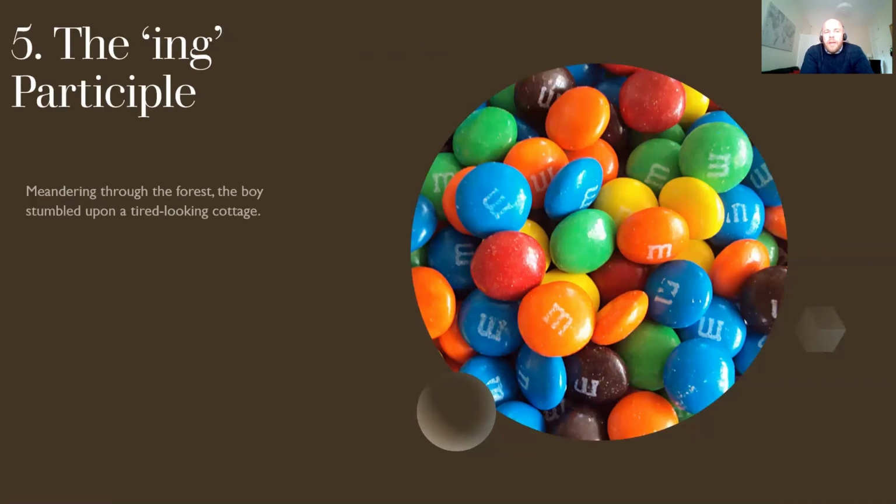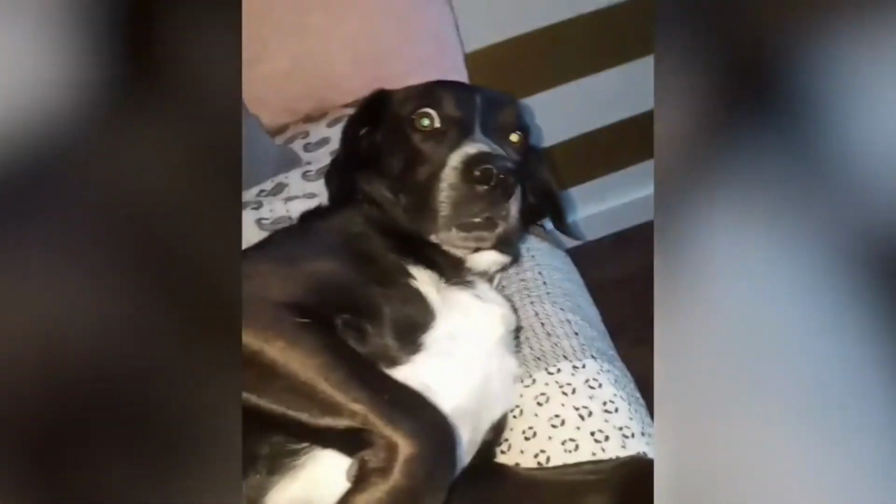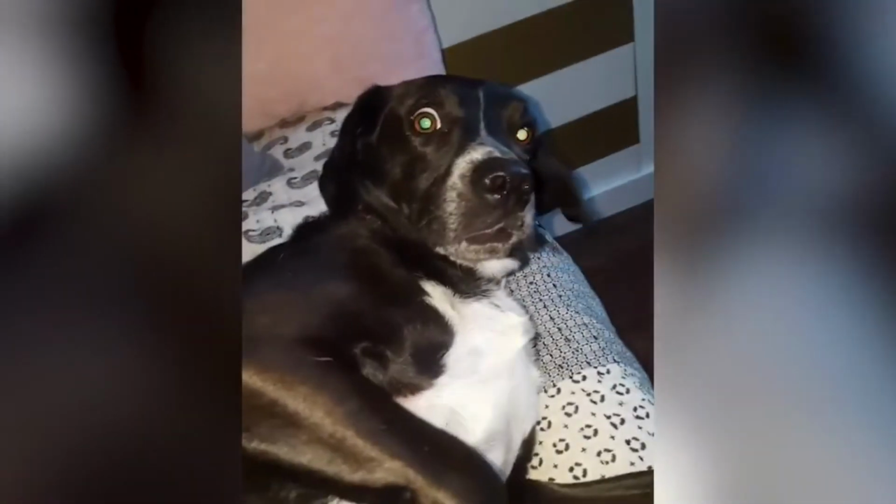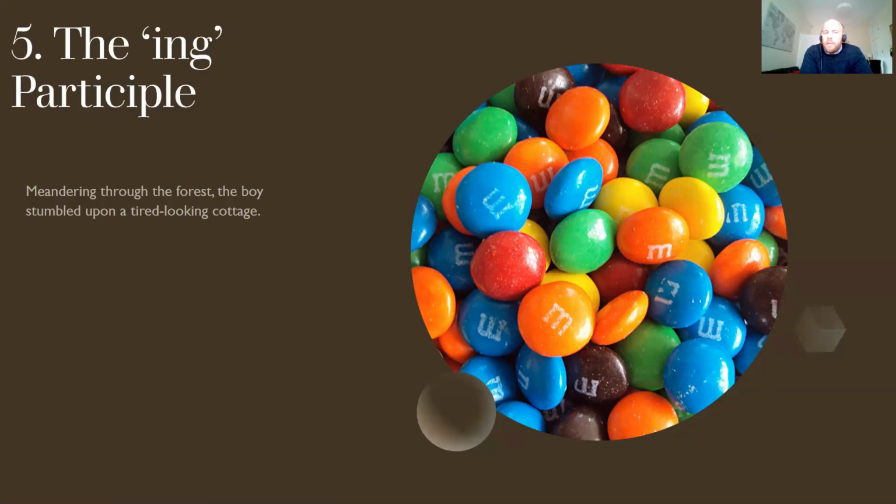Final step, the ing participle. So it's these ing words, and we've got Latin to thank for that, but I'm not going to go into that too much. But these ing participles work as different grammatical categories depending on how they're used and where they're used in a sentence. For example, here, meandering through the forest, the boy stumbled upon a tired-looking cottage. Meandering through the forest. Meandering's not a verb there. Okay, meandering is a participle. It's actually a participle phrase, meandering through the forest, working as an adjective because it's describing the boy.